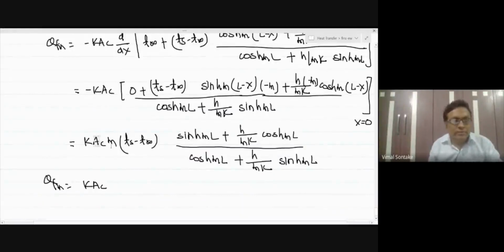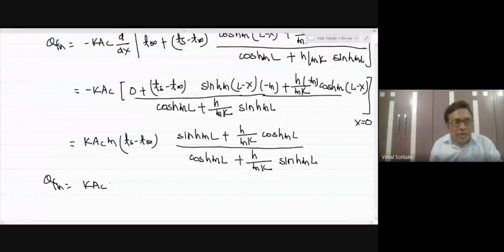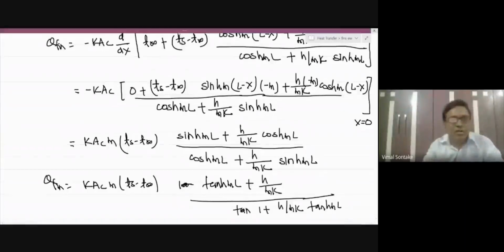kAc m (Ts minus T infinity) times tanh mL plus h upon mk over 1 plus h over mk tanh mL. So this is the rate of heat transfer from the fin of finite length.